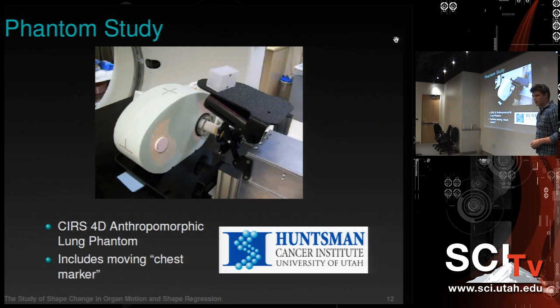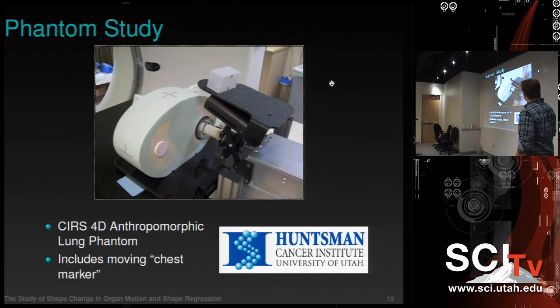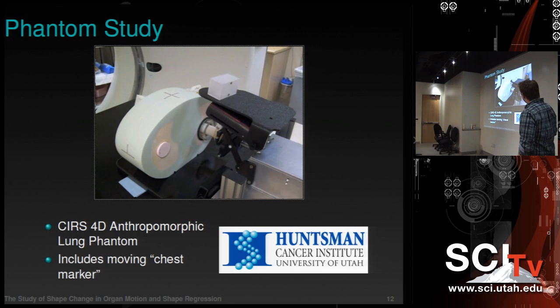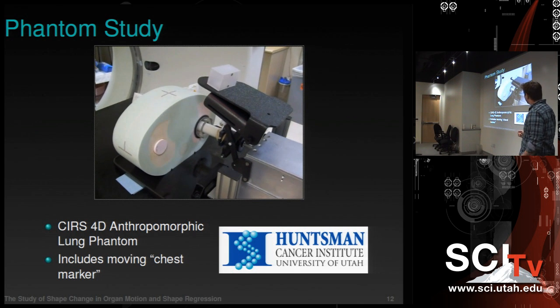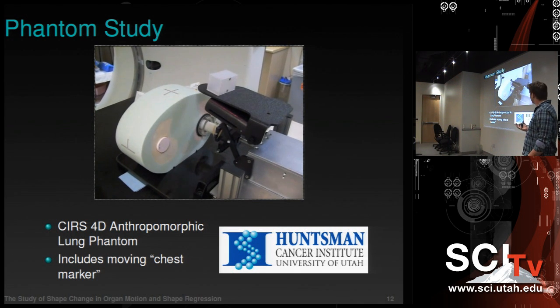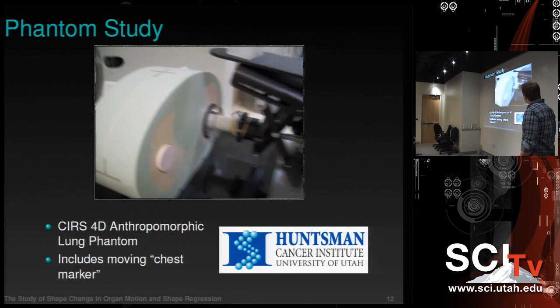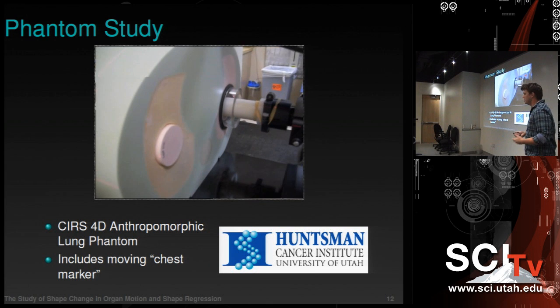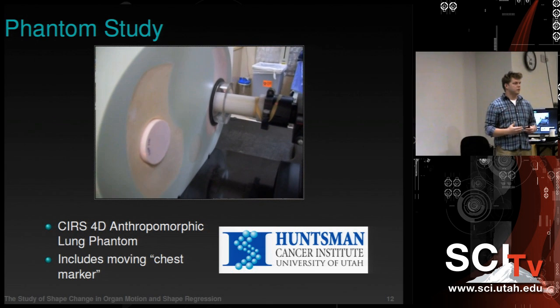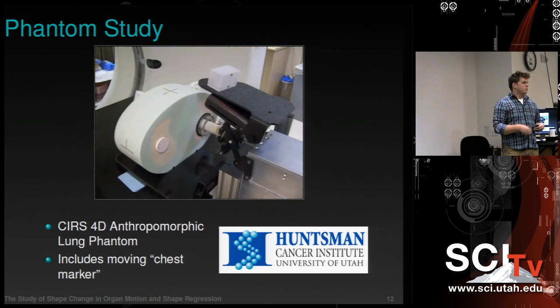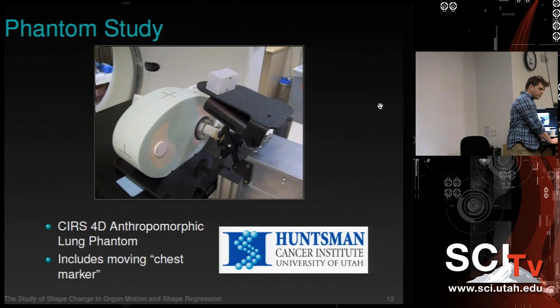We've also done some real phantom studies. Here I'm showing a lung phantom from the Huntsman Cancer Institute. This phantom has a piston, and at the end is a spherical tumor. This phantom also has a simulated chest wall with a marker block, just like a real patient would have, which allows us to correlate the motion and the internal anatomy with the external surrogate.